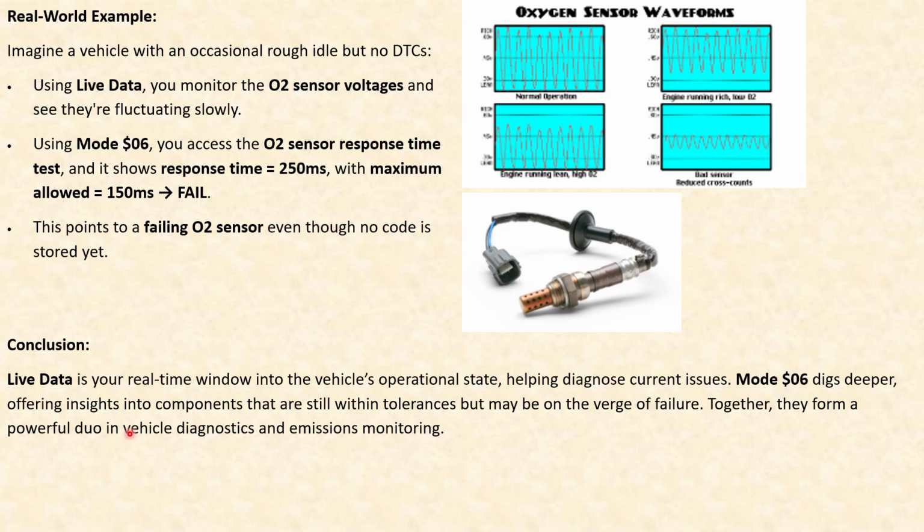Now coming to the conclusion: live data is a real-time window into the vehicle's operational state, helping diagnose current issues. Mode $06 digs deeper, offering insights into components that are still within tolerances but may be on the verge of failure. Together, they form a powerful duo in vehicle diagnostics and emissions monitoring. I hope all of you understood why and how live data and mode $06 play a pivotal role in understanding diagnostics. Thank you.